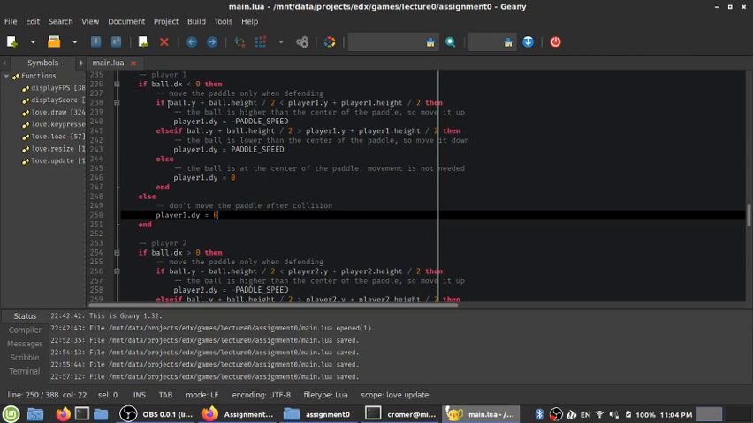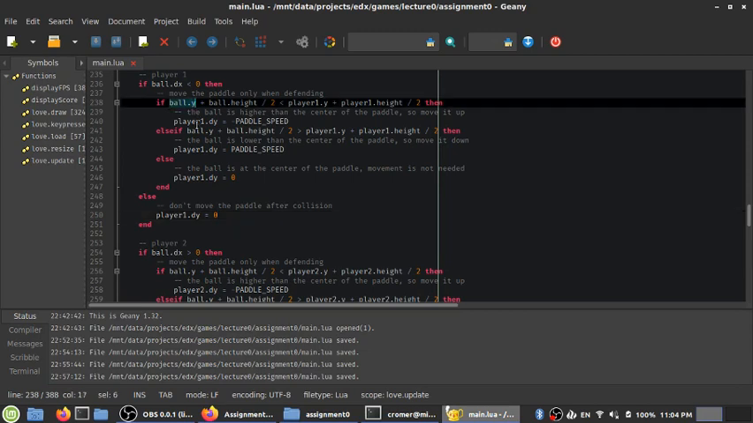First, we get the y coordinate of the ball, and then we add the height divided by 2 to get the middle of the ball. Then we compare that with the y coordinate of the player, and we add on the height divided by 2, which gives us the middle of that paddle. This is very important to make the paddles behave much more efficiently, so that they don't miss the ball. The middle of the paddle and the middle of the ball is very important.